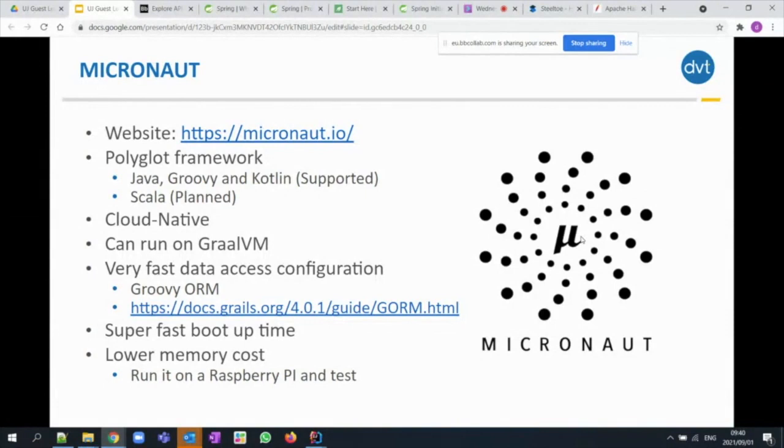Cool. Okay, thank you. Just on the Micronaut part of things, I remember using Micronaut for the self-driving car. Why? Because initially I built my RESTful APIs using Spring Boot, and then I was running it on Raspberry Pi. It ran well, everything was perfectly fine.